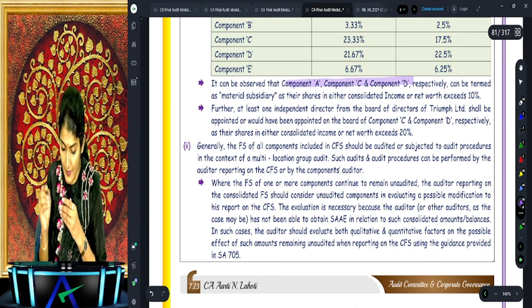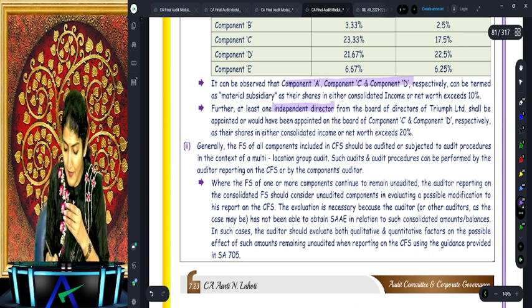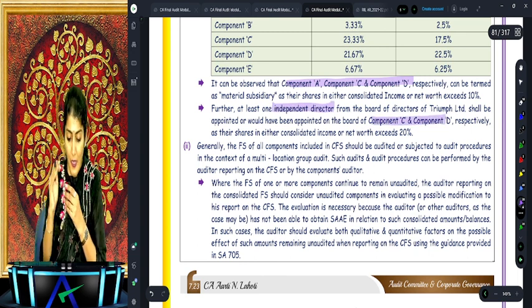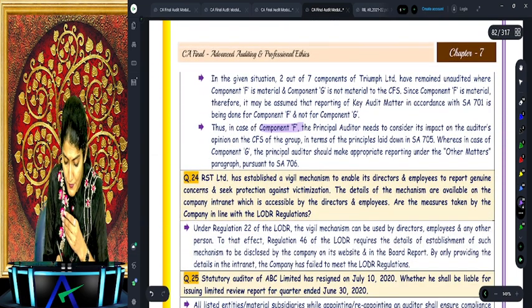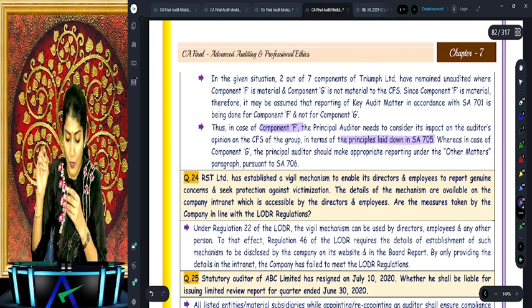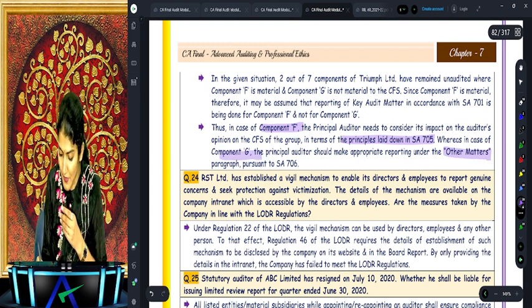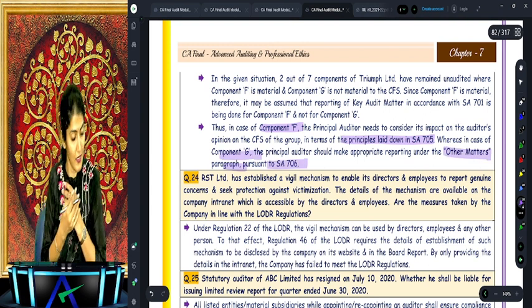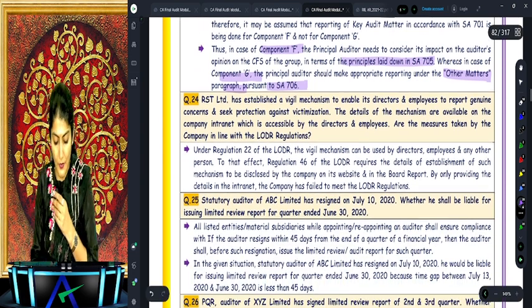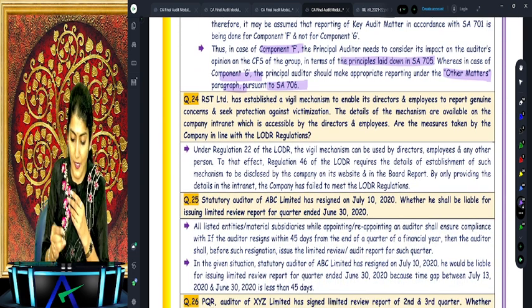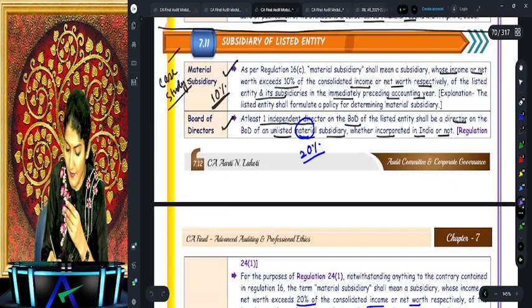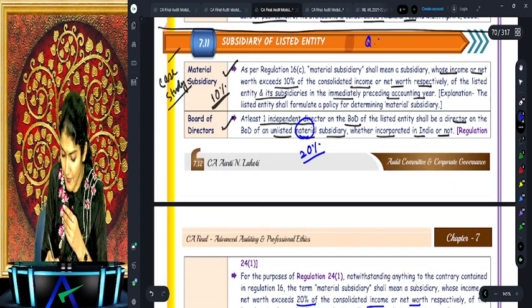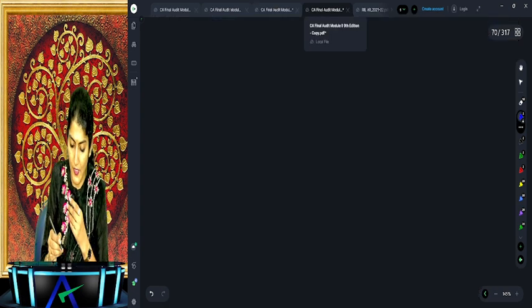Component A, C and D. Then for the purpose of that independent director, component C and D is material. And then what does it say? For component F, the principal auditor needs to consider the impact as per 705, and for component G he should include it in the other matter paragraph. Are you getting that, everyone? So question number 22 and 23 is regarding the subsidiary of the listed entity.